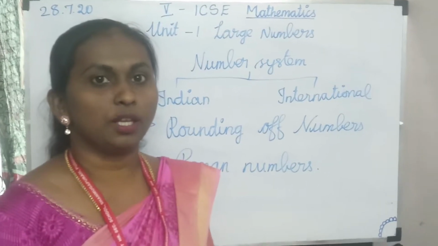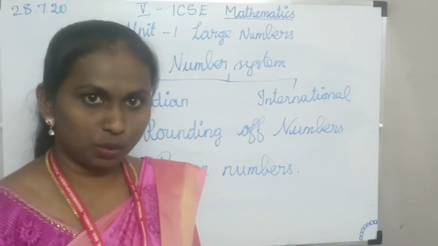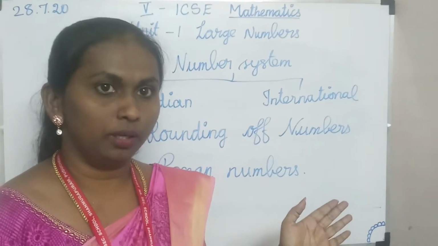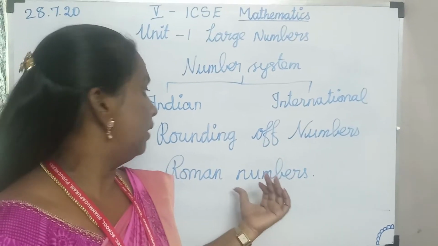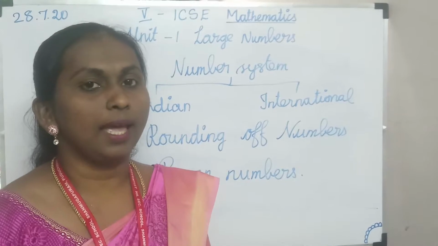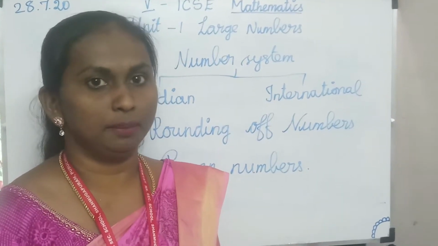Round of numbers. Round of numbers also we learned in the 4th standard, rounding to the nearest tens and hundreds. Now we are going to learn about large numbers and the Roman numbers. Roman numbers also we know a few things, and today we are going to learn the bigger numbers of Roman numbers.